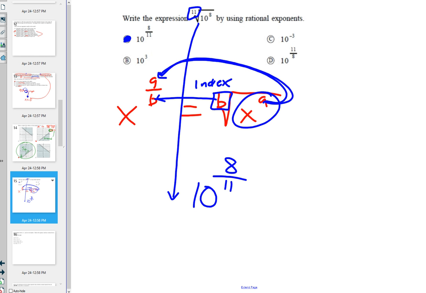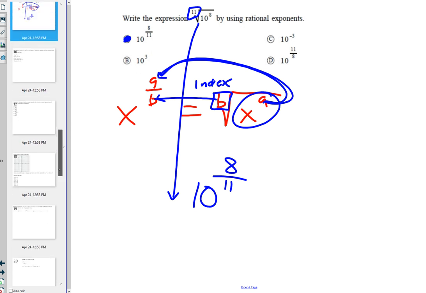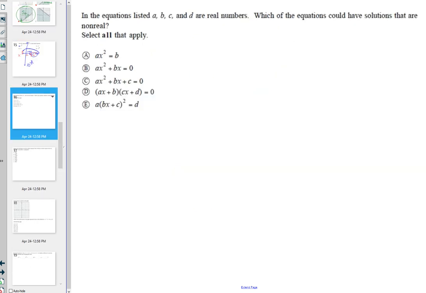Every radical can be rewritten as a rational exponent. In this equation, A, B, C, and D are real numbers. Which of these equations could have solutions that are non-real? Which of these could have solutions that are non-real?